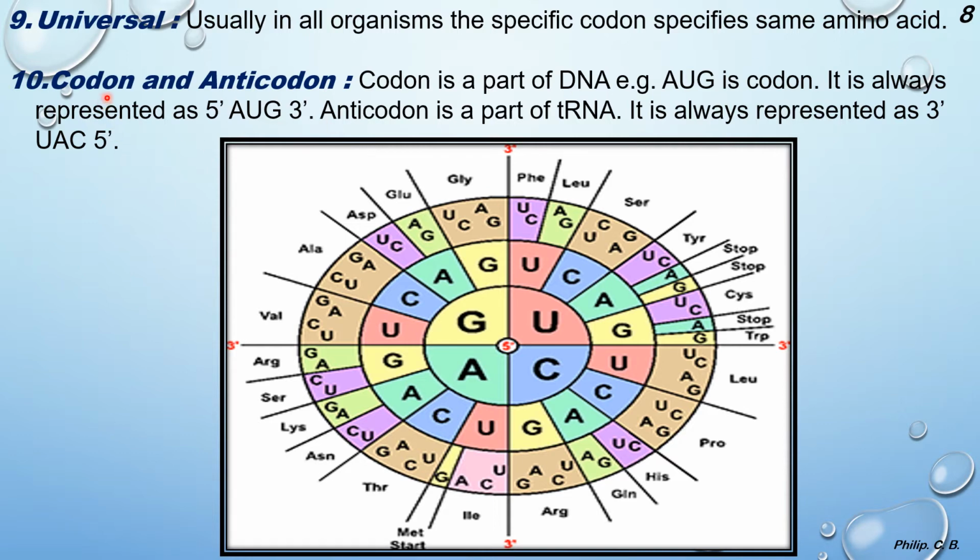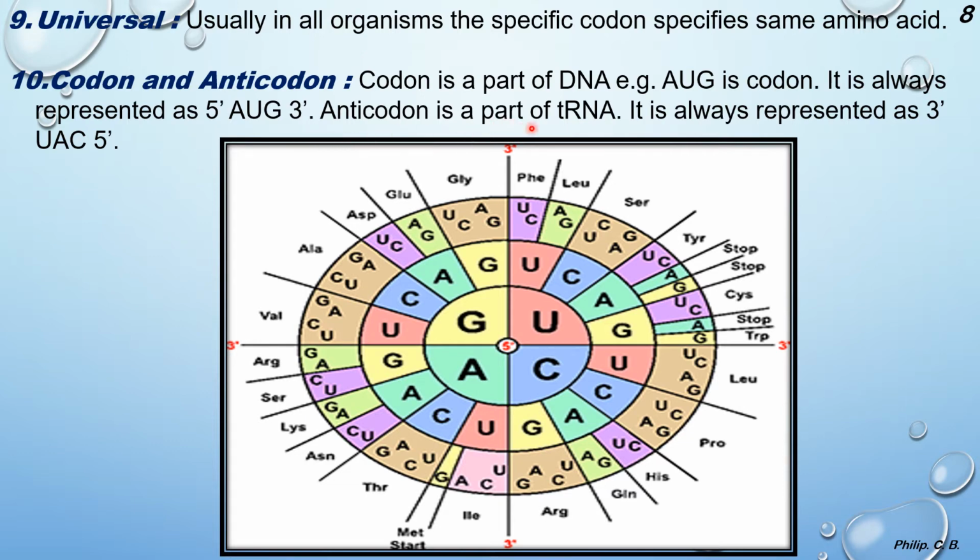Further, the 10th one, codon and anticodon. Codon is a part of DNA. Example, AUG is the codon. As we know, it represents methionine. It is always represented by 5' AUG 3'.